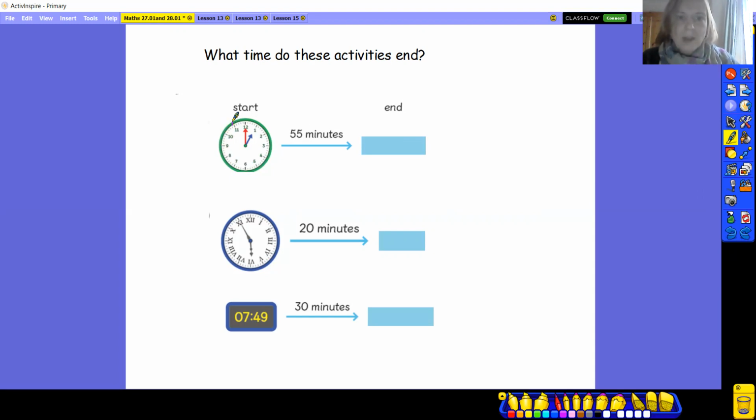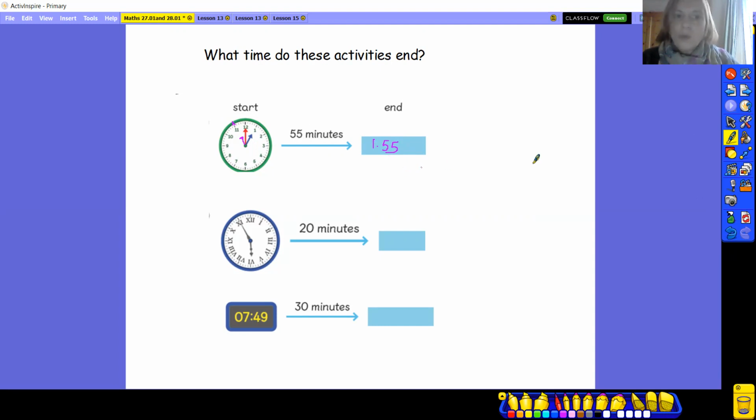So there we go. I've added 55 minutes, which means the little hand will now be pointing up here. So it's not quite got round to the 12. So therefore, it must be 1:55. Oh, here we go again. I'm not quite sure if that's PM or AM. It doesn't tell me on my analog clock. So I'm just going to leave it like that.